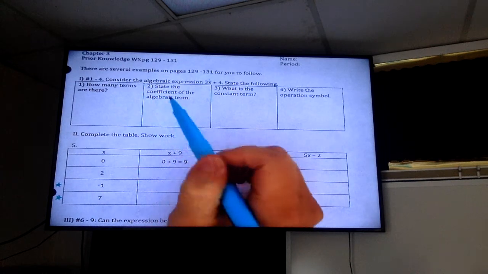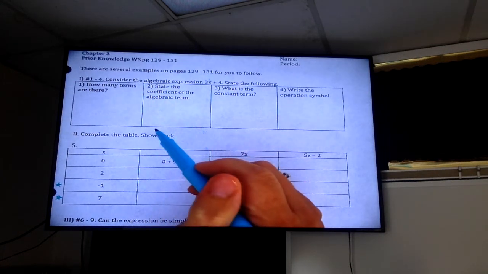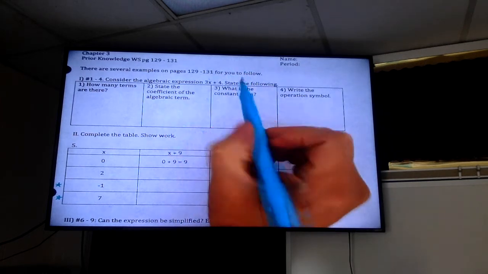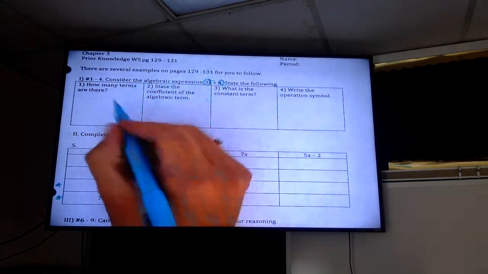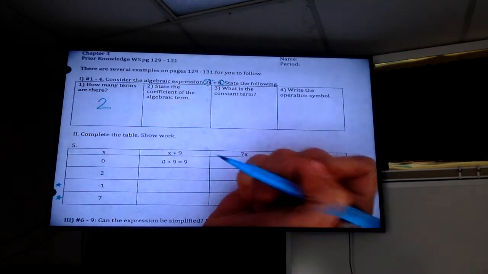How many terms are there? Terms are numbers or variables inside the problem. So I have one term right here, two terms. So there are two terms.